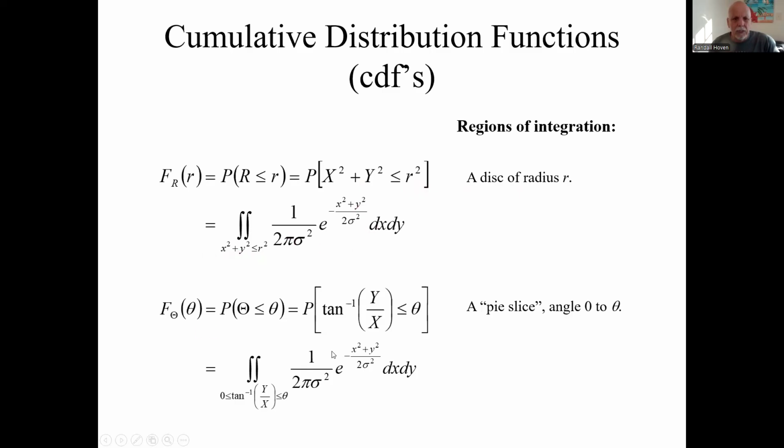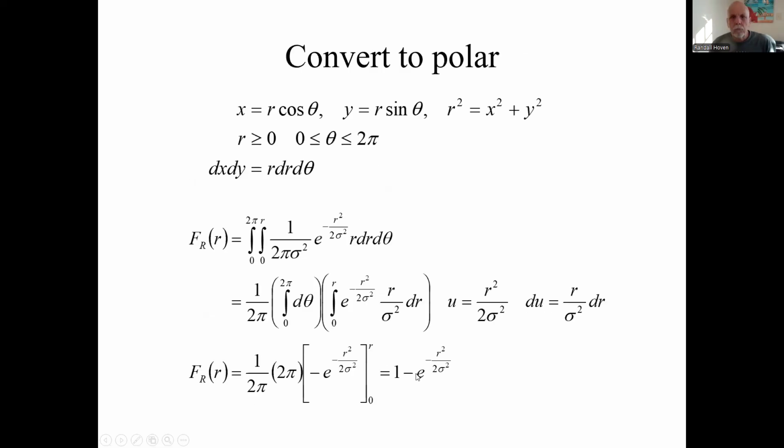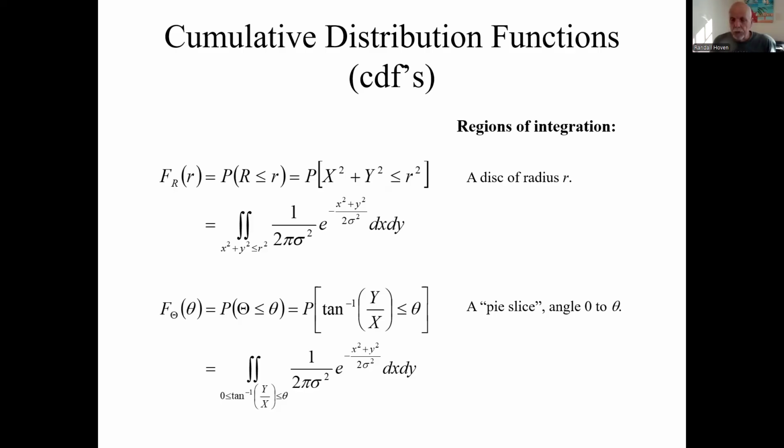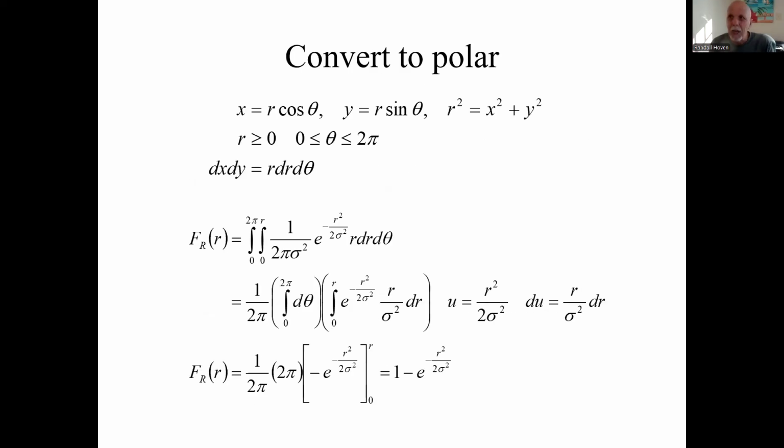For the angle, it's the same joint PDF. Everything inside the integral is the same, but a different region of integration. For this one, it's a sliver of angle going out to infinite radius. Those look like kind of tough integrals to take. But because of the assumptions we made, converting to polar coordinates makes it rather convenient.